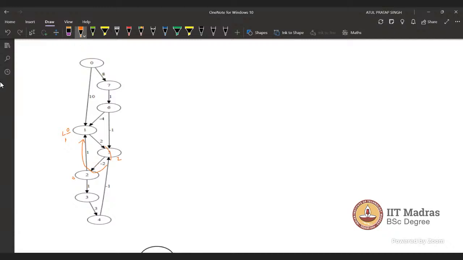Okay, for this type of case, this is the graph. There are some negative weights given, but there is no negative weight cycle in this graph. If you see any cycle, there is no negative weight cycle. For that type of graph, we can use the Bellman-Ford algorithm, and the Bellman-Ford algorithm also gives the shortest path from any given source node to another node.